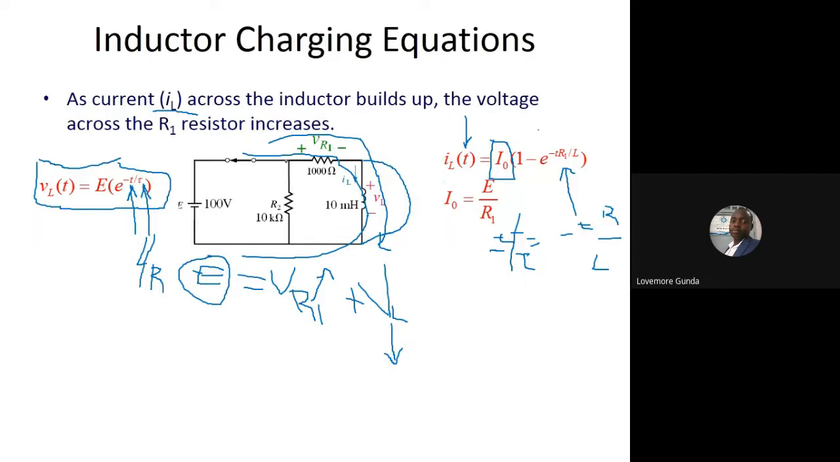So the maximum current in this case will be equal to I naught, E over R1, because this will be a short circuit. So it will be just the source divided by the resistance. But then as time proceeds, it will grow exponentially like that: 1 minus exponent of minus t, at the time instance when you want to determine the current, over the time constant. For the time constant, we are talking about the resistor which is in series with the inductor. That is the one which we use to calculate the time constant.